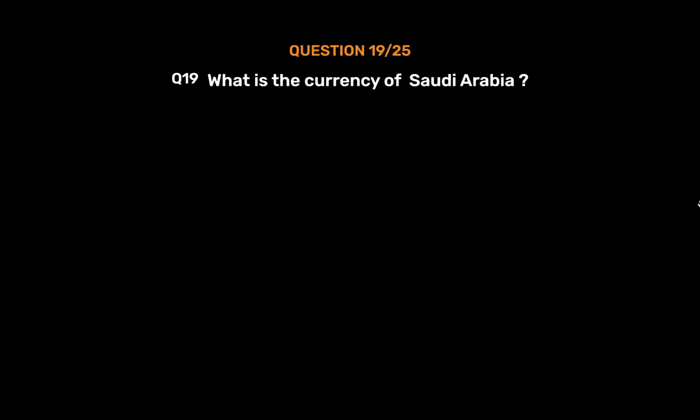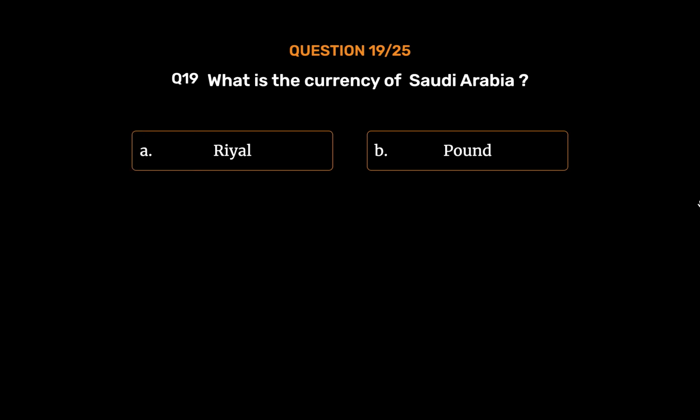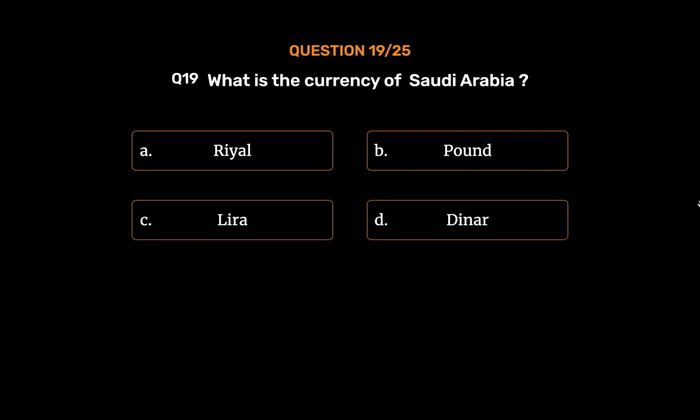Question number 19. What is the currency of Saudi Arabia? Option A. Rial. Option B. Pound. Option C. Lira. Option D. Dinar. The correct answer is option A.